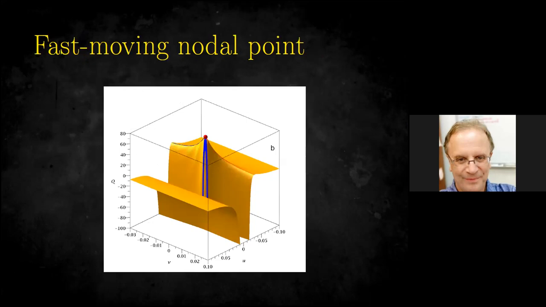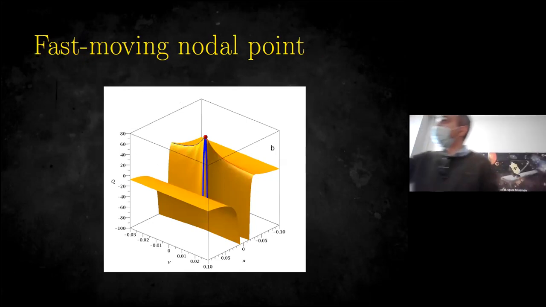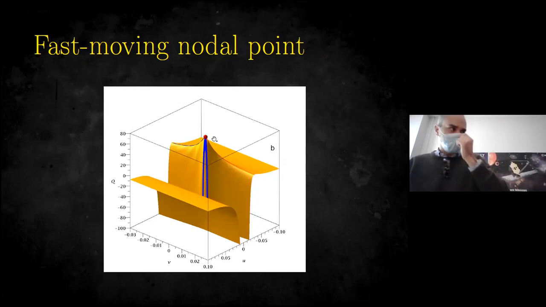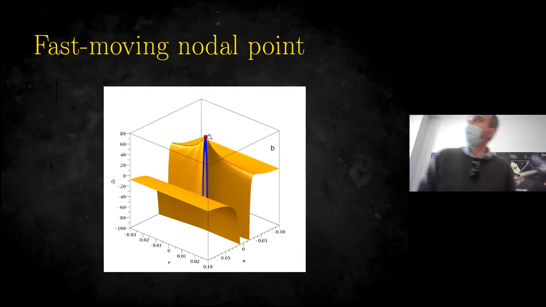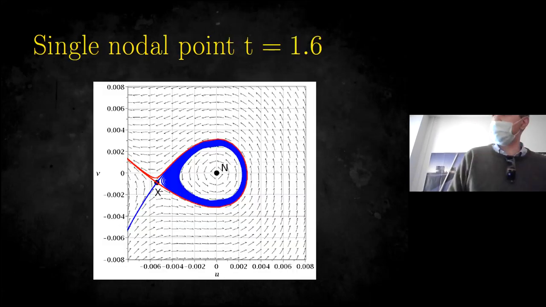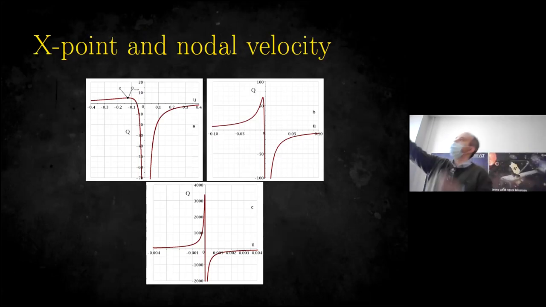Now we have a fast moving nodal point, the quantum potential acquires this form, and the red dot resembles the X point, which is again on the top of a local maximum. As the velocity becomes larger and larger, and the nodal point exponent complex gets squeezed, the exponent is actually at the same point as the maximum of the quantum potential. So we have a different topology here according to the form, exponent and nodal velocity.